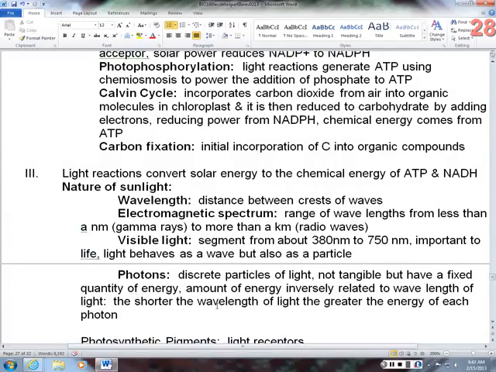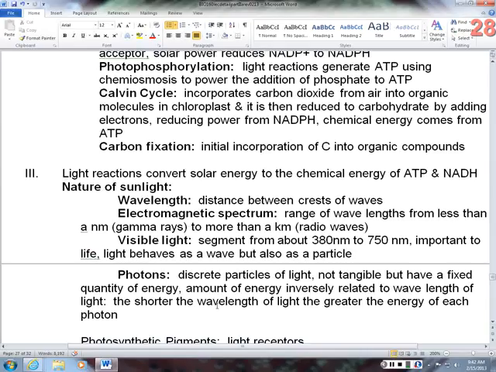So when we look at sunlight, it is light, and one of the properties that light has is that it's going to be in waves. And the wavelength is going to be the distance between the crests of the waves. So when we talk about the size of waves, one of the ways we measure them is their amplitude, how tall they are, but also how far it is between the tops of the waves. And the distance between the tops is the wavelength.